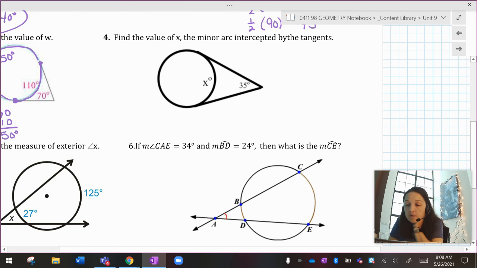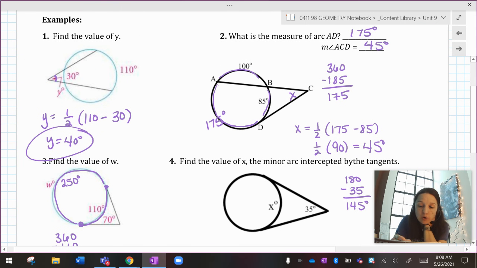Number 4, find the value of X. These are two tangents. So we can use the special rule that says these two add up to 180. 180, take away 35, is 145. Okay. I want to emphasize that you can only do that adds to 180 rule when you have two tangents like we do right here. Notice it did not work over here because we found that y was 40. And 40 and 30 definitely do not add to 180. Well, they're not supposed to because these aren't tangents. They are secants. Okay.